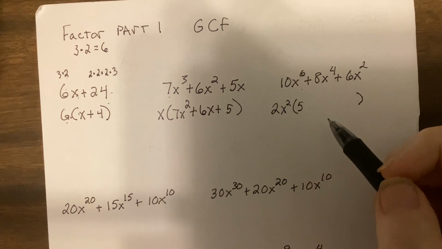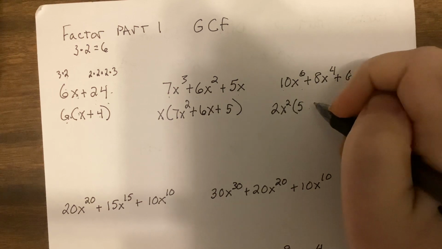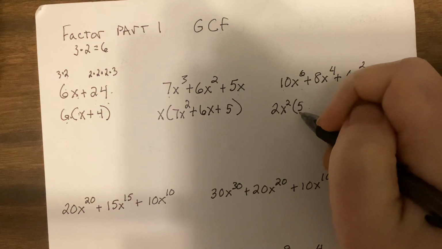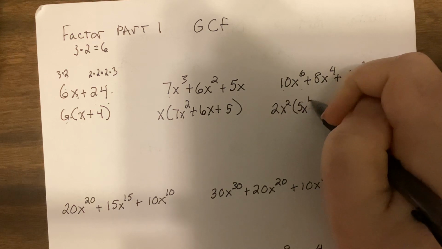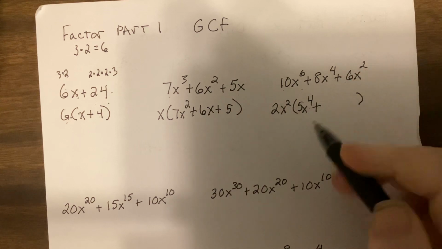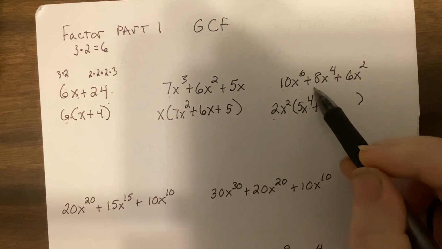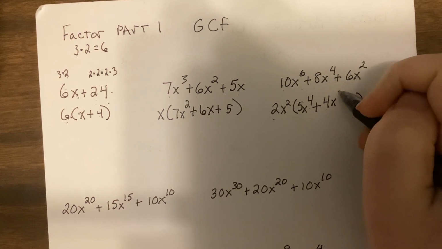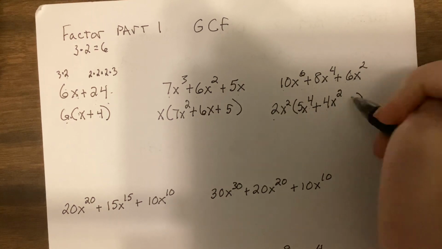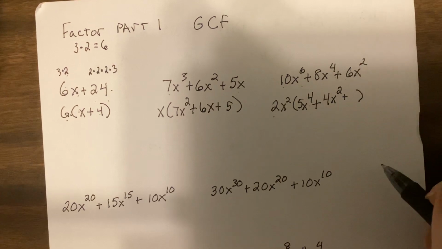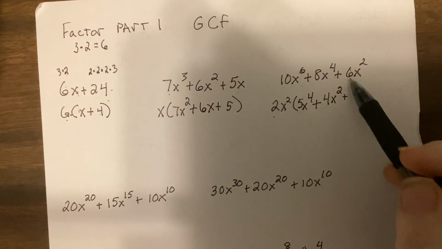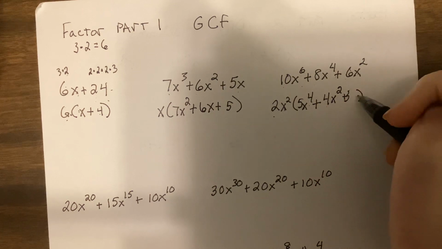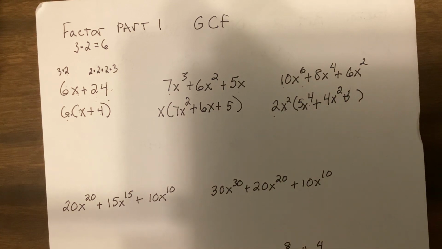When you multiply two things with the same base, you add the powers. So that'd be x to the 4th. 2x squared times what is 8x to the 4th? And that would be 4x squared. And 2 times what is 6? And that's 3. And I already have the x squared, so it's just 3.